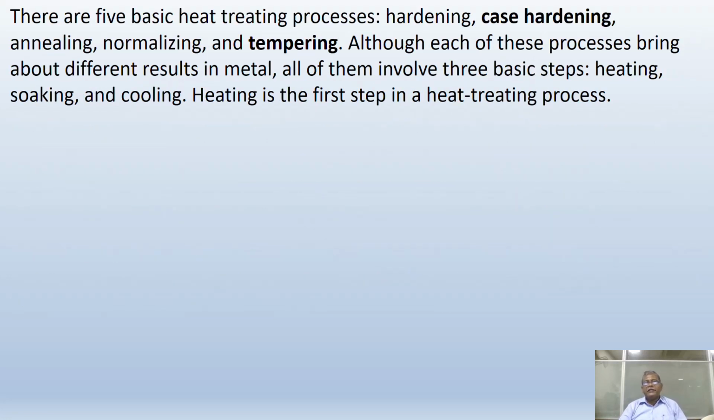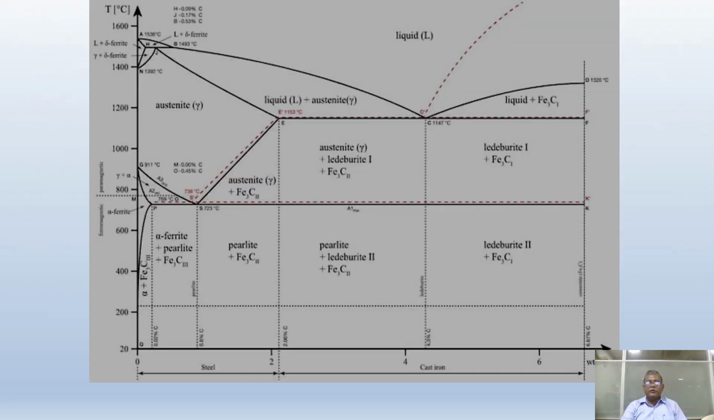There are five basic heat treatment processes: hardening, case hardening, annealing, normalizing, and tempering. Although each of these processes brings about different results in metal, all of them involve three basic steps: heating, soaking, and cooling. Heating is the first step in the heat treatment process.